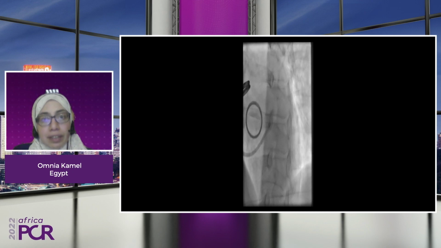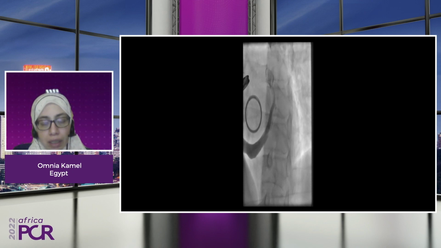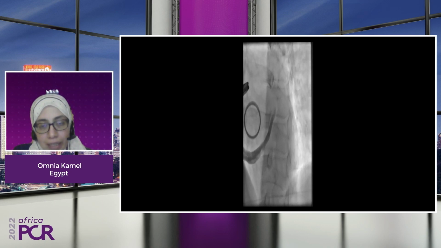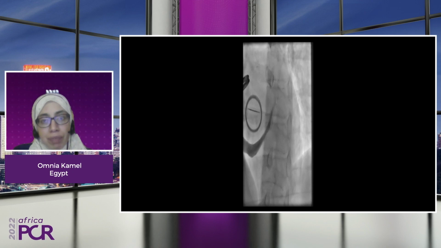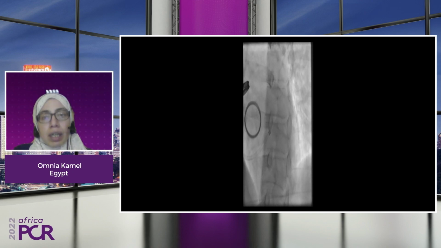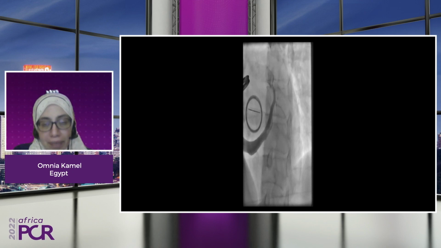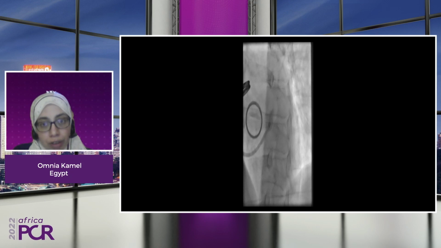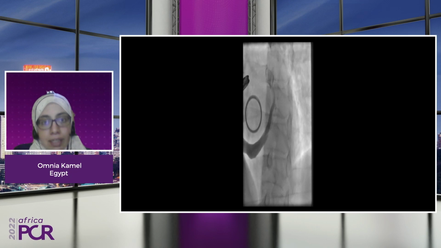So we introduce an extended hook introduction sheath. This sheath is 8 French with an extended hook. And then we cannulate the coronary sinus usually using a decapolar EB catheter. And when we cannulate the vein, we introduce the sheath in and then pull back the catheter and start injection of the coronary sinus to visualize the tributaries of the coronary sinus.